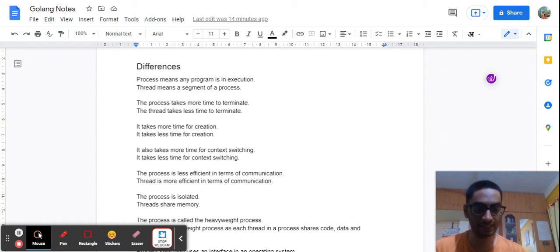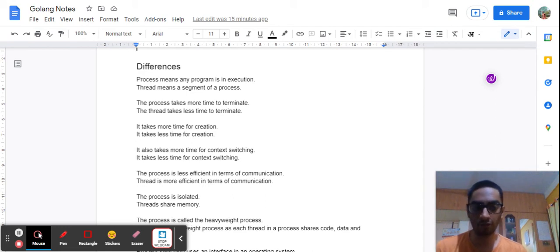Threads are segments of a process. Threads are parts of processes that run individually. A process takes more time to terminate. A thread takes less time to terminate. That's straightforward, basic. A process takes more time for creation because it's heavyweight, and threads take less time for creation because they're lightweight.